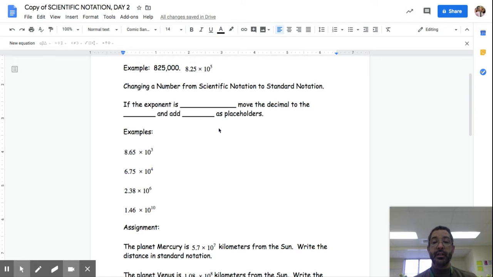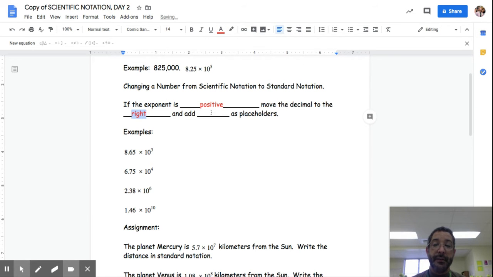So today, we're going to be changing a number from scientific notation to standard notation. What we're going to start off with is that if the exponent is positive, which, we can also deal with negative exponents, but we're starting off with positive exponents, we're going to move the decimal to the right. So different from yesterday, instead of moving to the left, today we're going to move to the right, and then we're going to add zeros as placeholders. That's exactly what 0 is: a placeholder of value. All right, so that's what we're doing today.